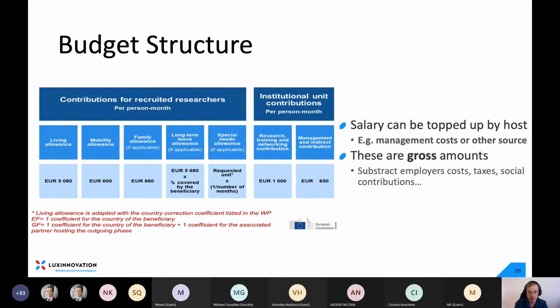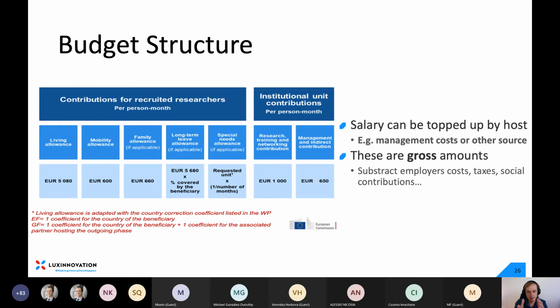But it will be less than what you see here. Just important for you to know. Your employer, your host, if they want, can top up your salary. They can, for example, use some of the money that they receive from the management costs in the right side of the column to give you more money, but they are not obliged to do so. This money is meant for them, so they can use this for whatever reasons they want. But sometimes they might choose to do so because some scientific disciplines are much more competitive than others.